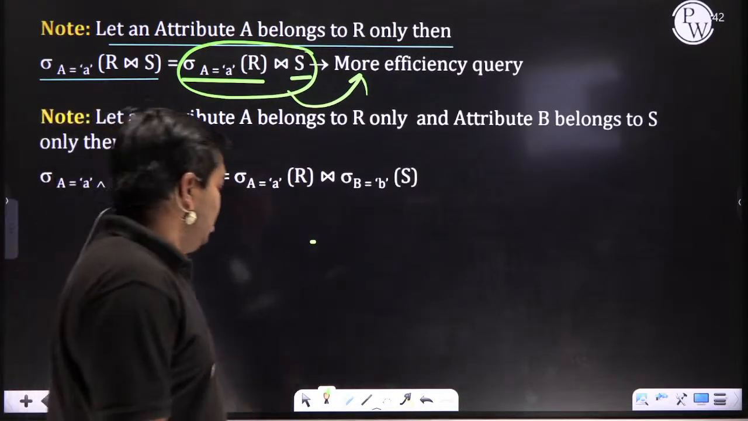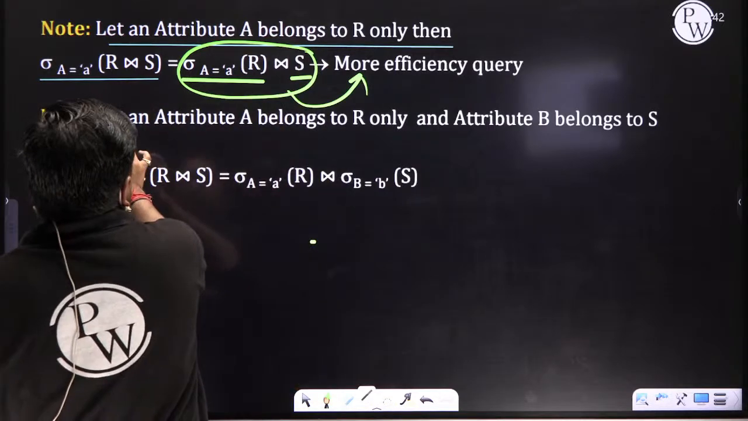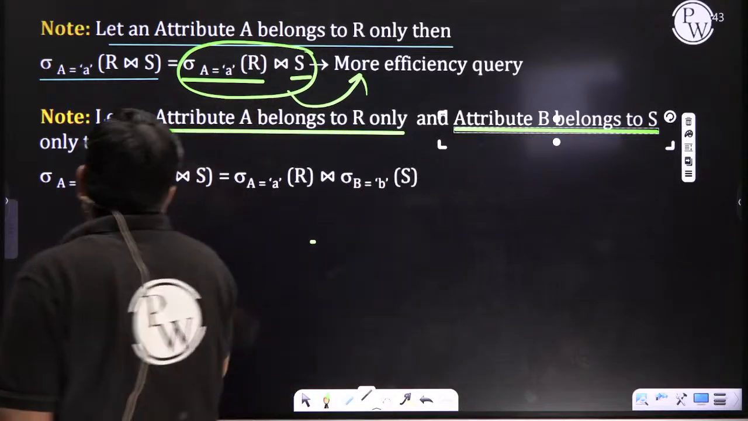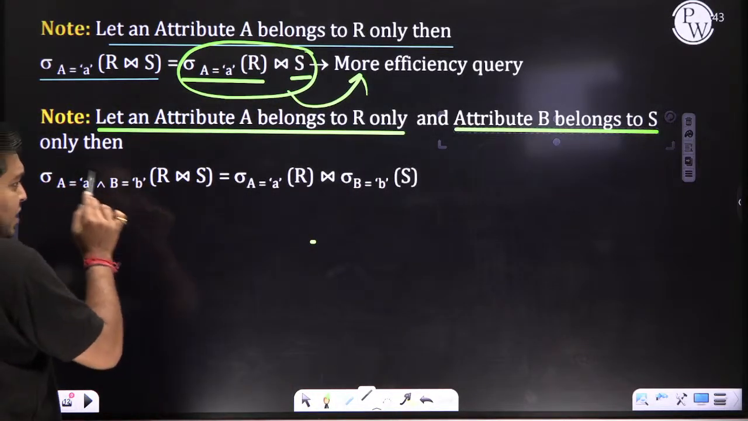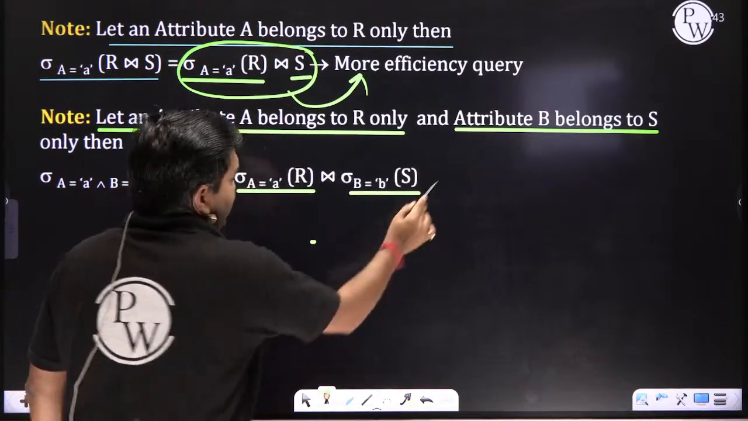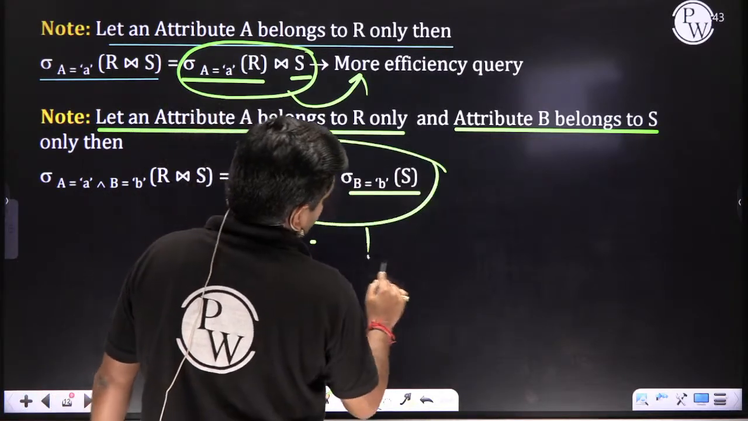Now, let attribute A belong to R, attribute B belong to S. Then which one is best? First you join, then apply the condition? Or first you apply the individual conditions, then join? This one is the best, more efficient, beta.